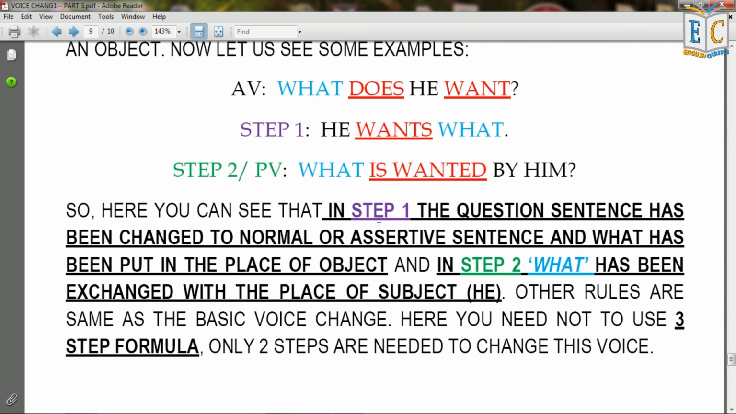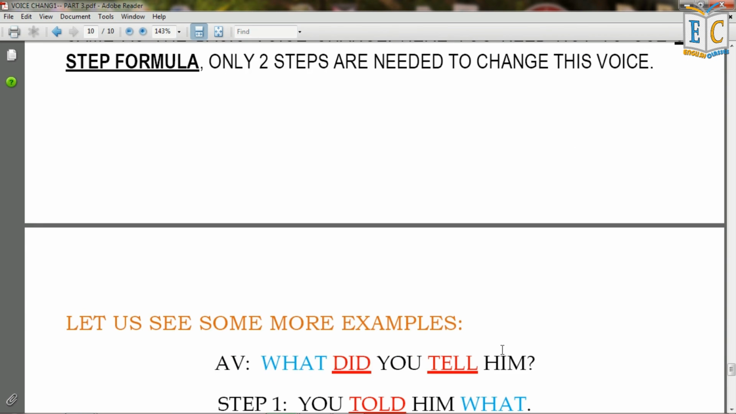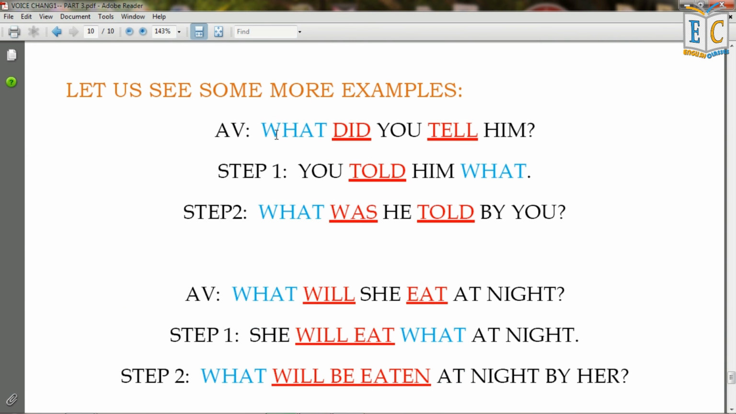So here you can see that in step 1, the question sentence has been changed to a normal or assertive sentence, and what has been put into the place of the object. In step 2, what has been exchanged with the place of the subject, what comes here, and it is the voice change of this sentence. Other rules are the same as the basic voice change, which you already know. So here you need not use the 3-step formula. Only 2 steps are needed to change this voice. It is quite easy to change the voice of a what sentence.